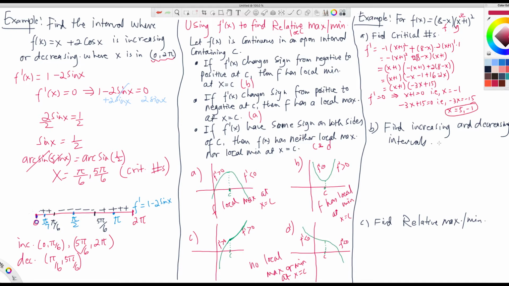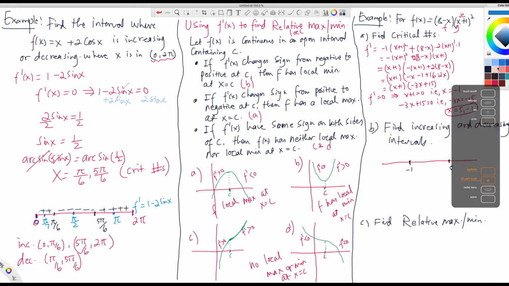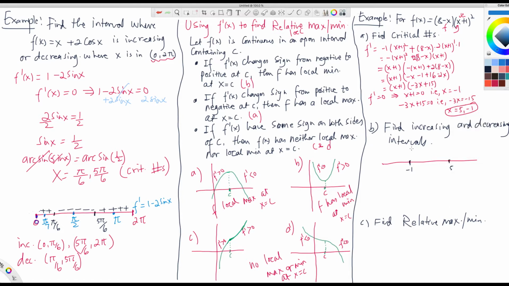So I want to find out where it is increasing and decreasing. For that, we need to draw a line and mark those critical numbers. So how do I mark those? Negative 1 is somewhere here, and then 5 is somewhere here. Now I want to pick the test points: a test point somewhere here, another test point here, another test point here.